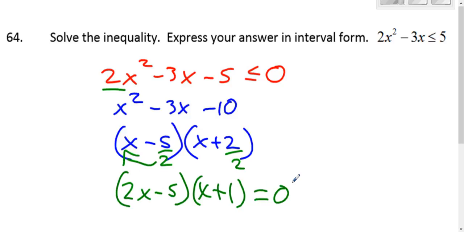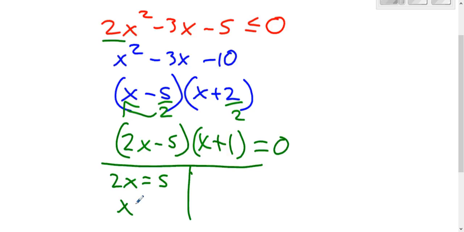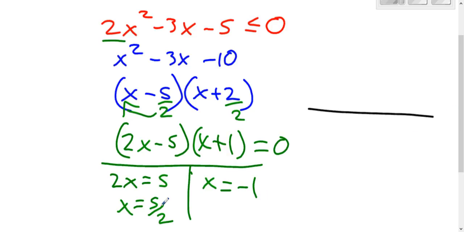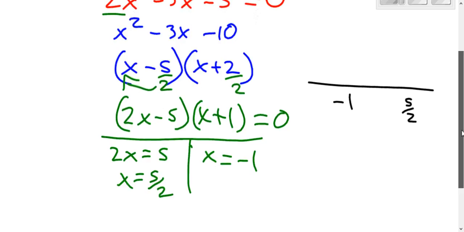So these lead to our critical numbers. We get 2x equals 5, so x equals 5 over 2, and x equals negative 1. Two critical numbers. We're going to make a quick little sketch with negative 1 and 5 over 2 on our x-axis. Graph our two critical numbers.